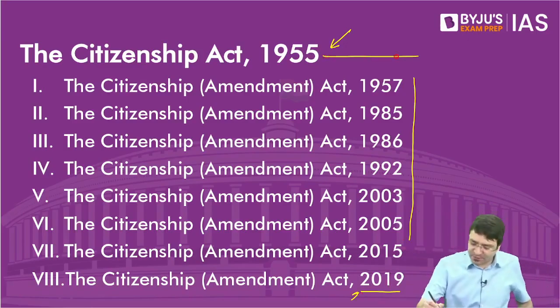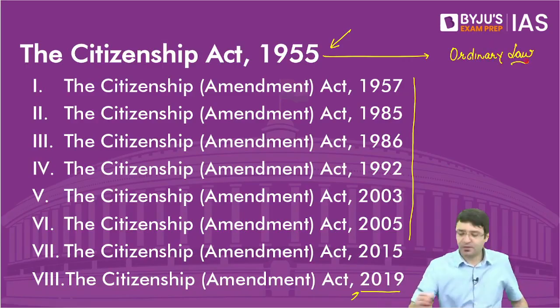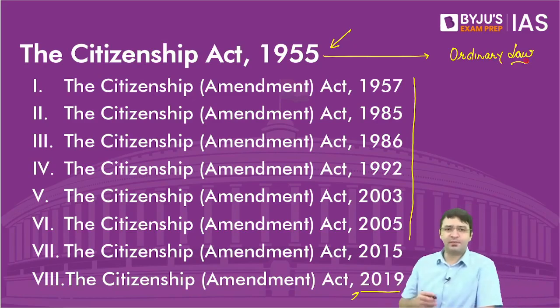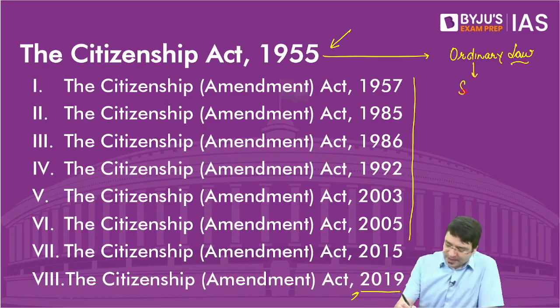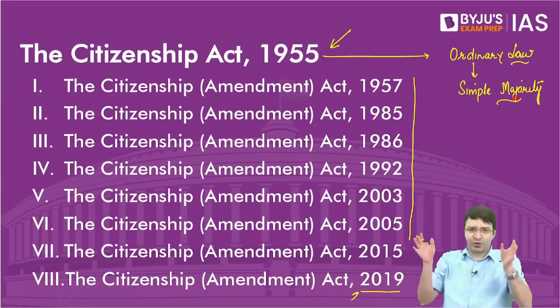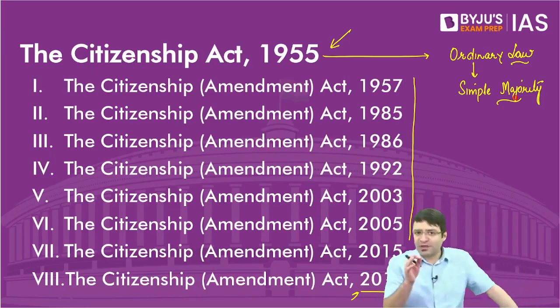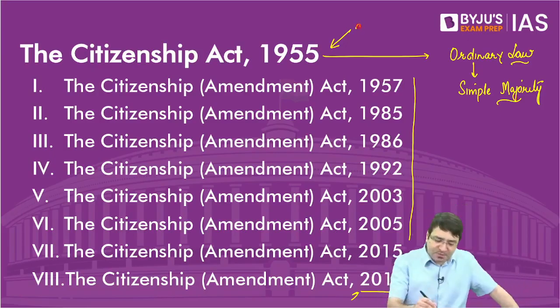But this Citizenship Act is an ordinary law. And ordinary laws, we have discussed, can be enacted, can be passed by the Parliament by simple majority. Because what is the supreme law? The supreme law is the Constitution. And if you have to amend, modify, or alter the Constitution, for that, what is the type of majority required? Special majority.